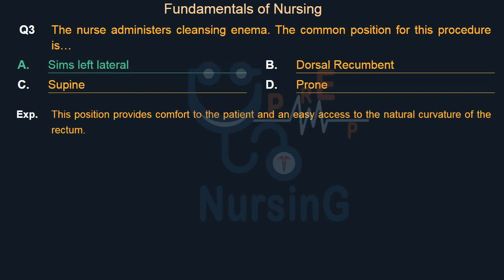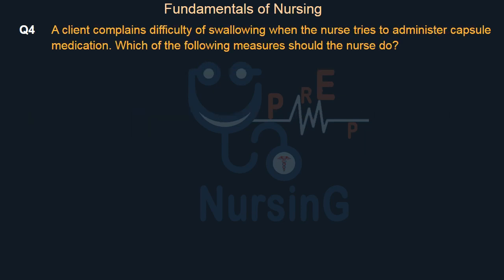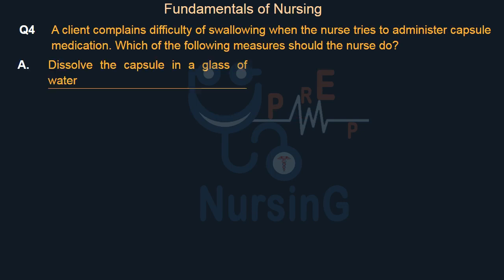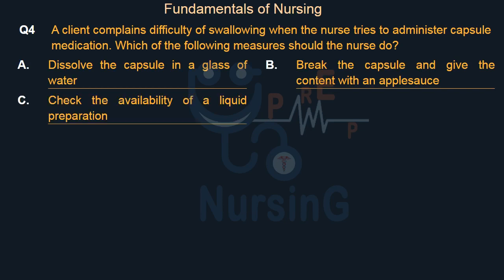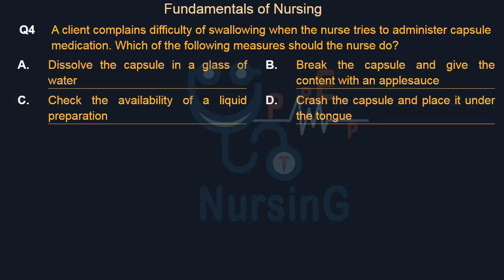Sims left lateral. This position provides comfort to the patient and an easy access to the natural curvature of the rectum. A client complains of difficulty swallowing when the nurse tries to administer capsule medication. Which of the following measures should the nurse do? Option A. Dissolve the capsule in a glass of water. Option B. Break the capsule and give the content with apple sauce. Option C. Check the availability of a liquid preparation. Option D. Crush the capsule and place it under the tongue.